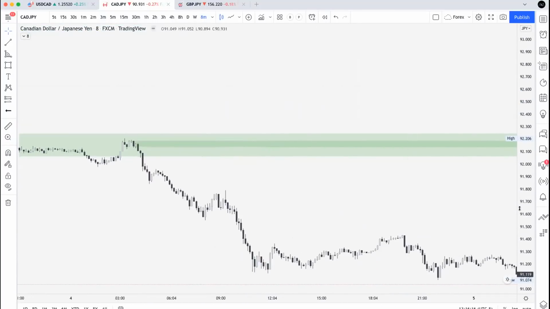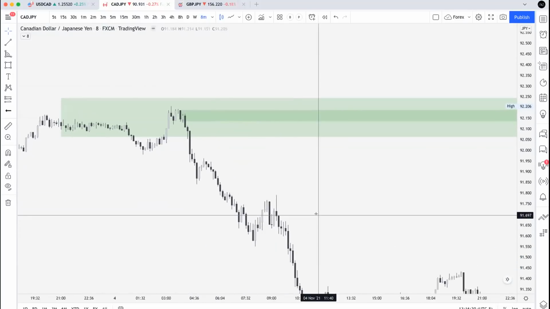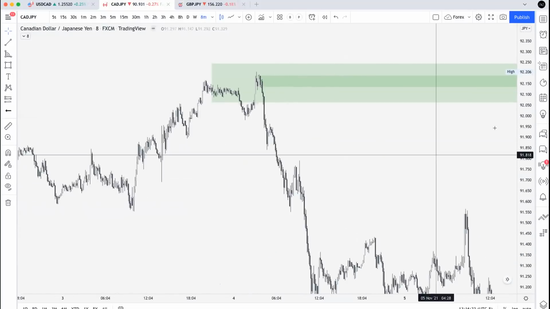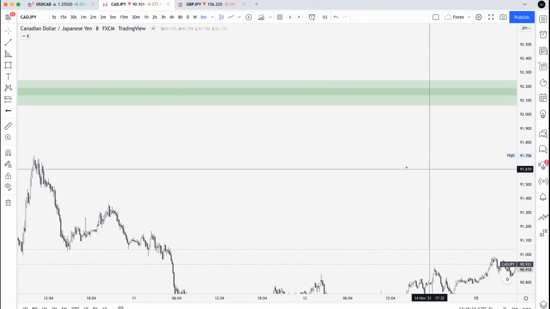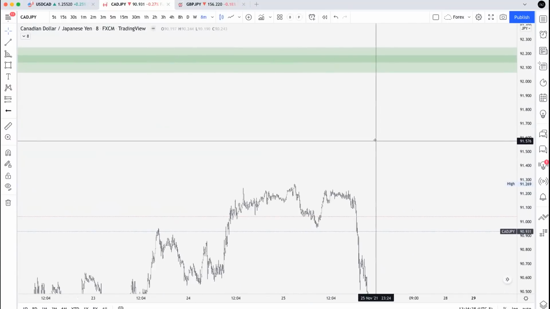This is a drop-based drop. Okay, drop base drop. Thank you for the people in the chat that caught that. And what does price do? Price falls from there. Now, what can you guys do as traders?